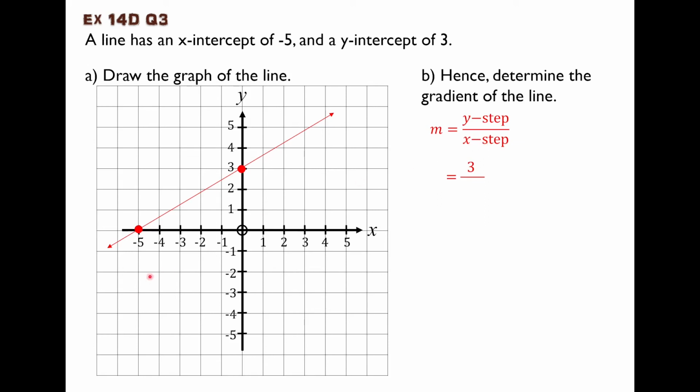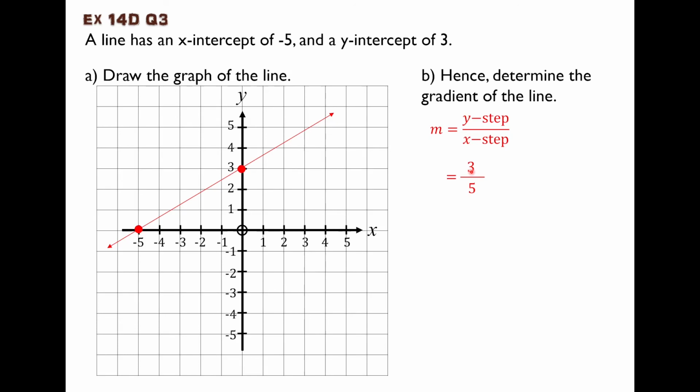And the x step is how far across. I go across 1, 2, 3, 4, 5. So 3 over 5. Can I simplify this fraction? There's nothing that goes into 3 that also goes into 5. So I can't simplify any further. And just to double check, notice that this line goes uphill. The gradient is positive. That's why this answer is positive. So that checks out as well.